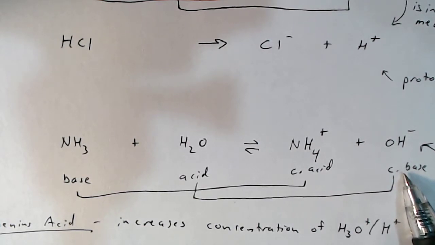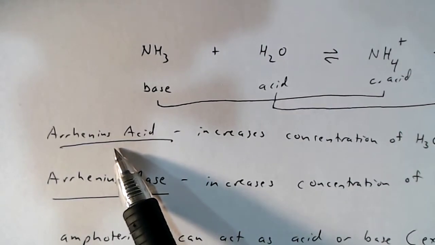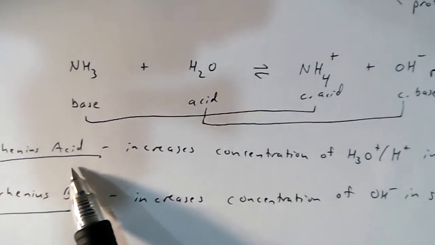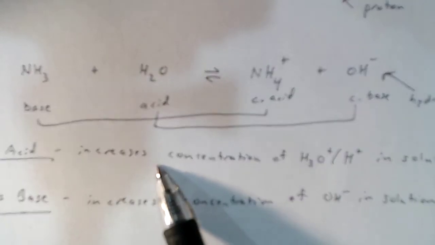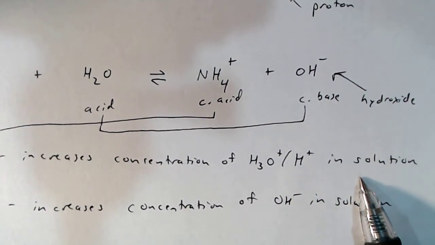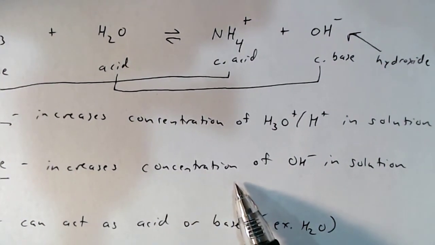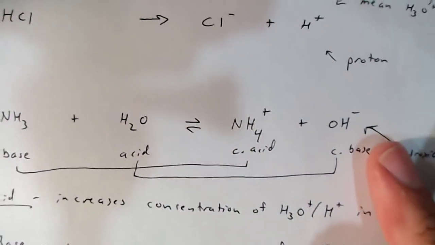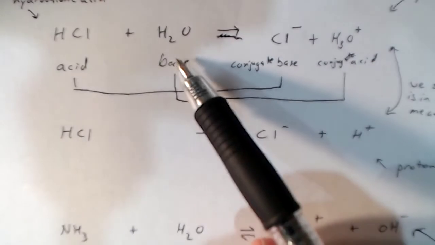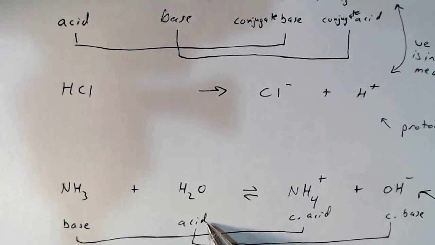And so one other definition of acids then, instead of Bronsted-Lowry, is the Arrhenius acid definition. So that supposedly will increase the concentration of hydronium or protons in solution. And then an Arrhenius base will increase the concentration of hydroxide in solution. Kind of taking a look back here, we saw that water in the original reaction acted as a base, but then in the later reaction, it acted as an acid. Water can act as either an acid or a base.